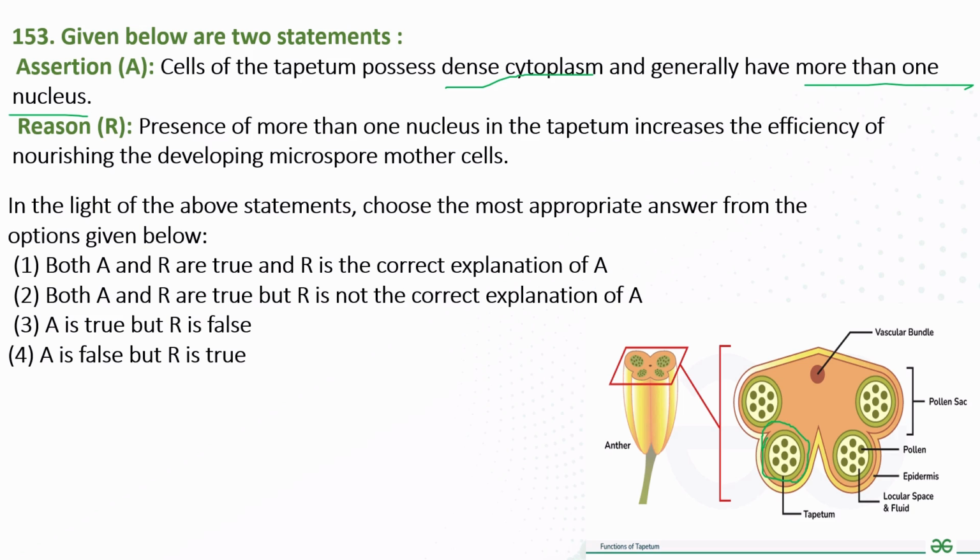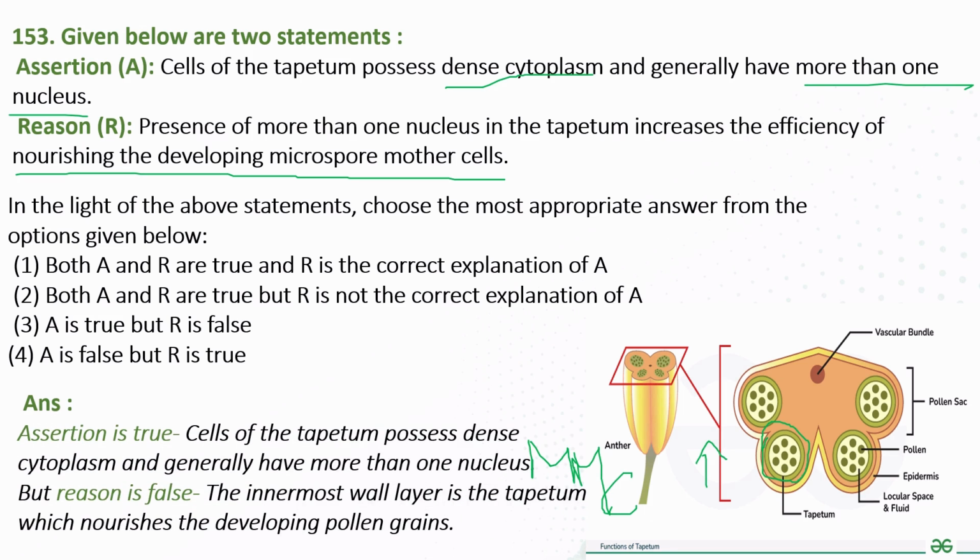The cytoplasm is very dense so that it can provide a space for the nuclei, you can say a platform. Here the green dots are the nuclei. So according to this, the assertion is right: the cells of tapetum possess dense cytoplasm and more than one nucleus. Now the reason: presence of more than one nucleus in the tapetum increases the efficiency of nourishing the developing microspore mother cells. So they are saying that the presence of more nuclei will increase the efficiency of microspore mother cell growth. You have to say whether it is wrong or right.